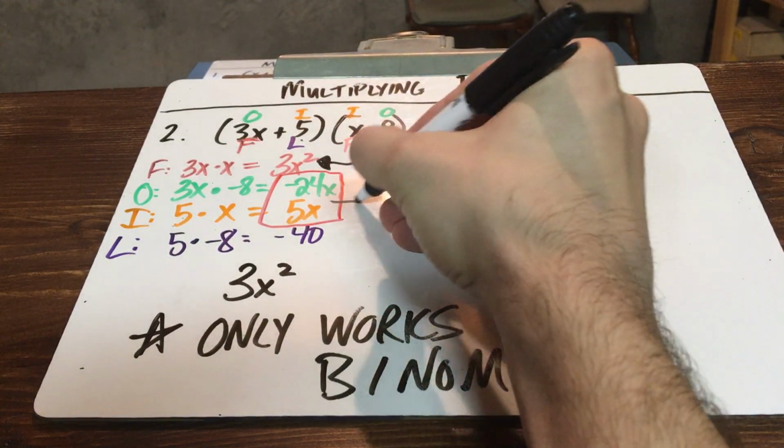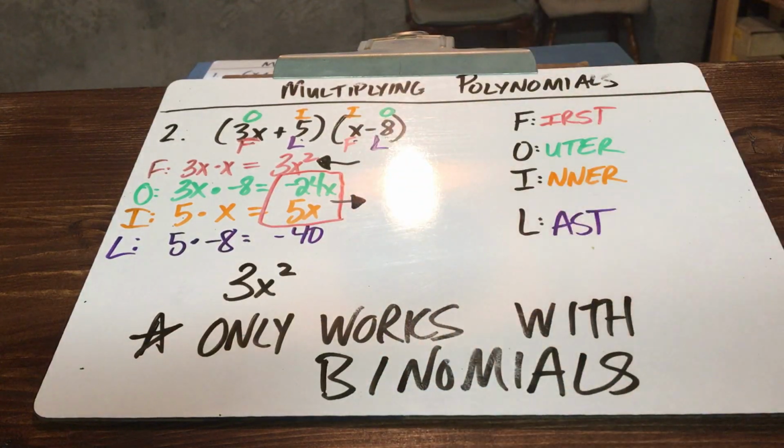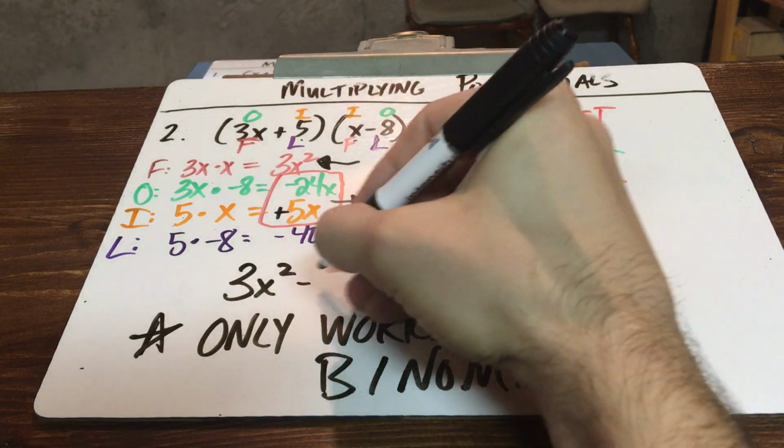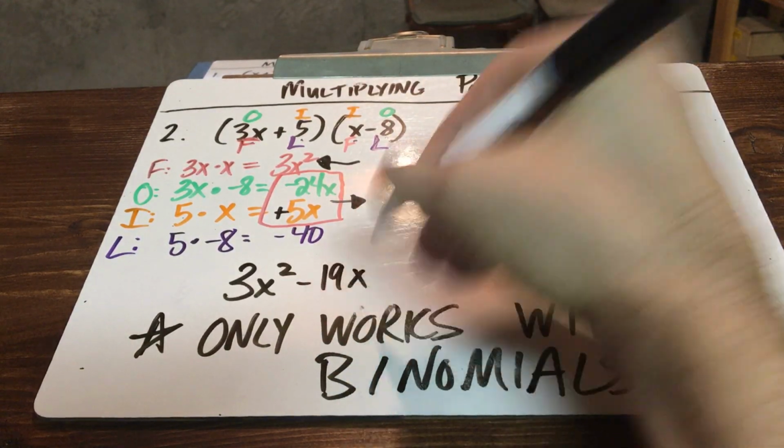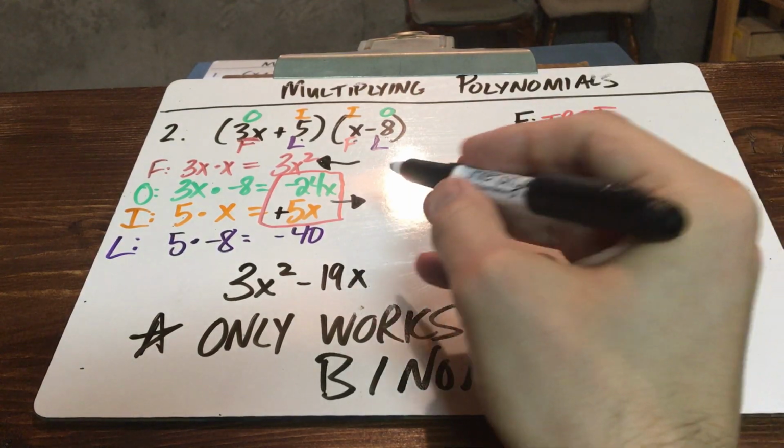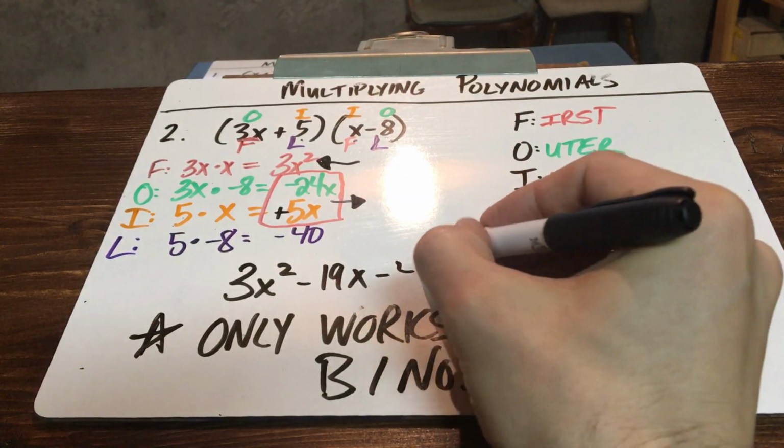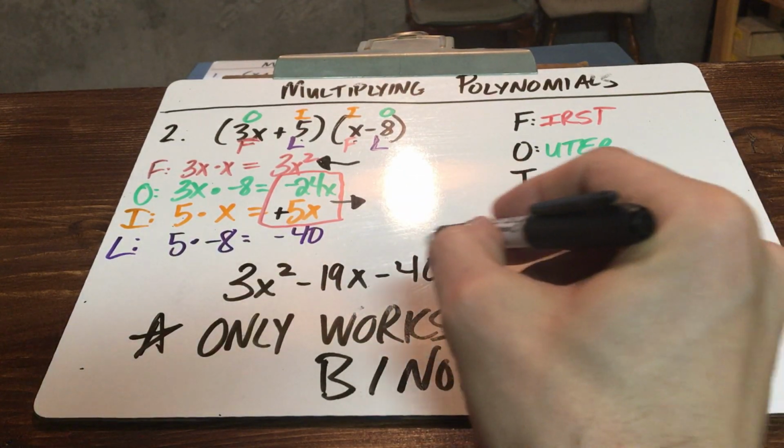And so anyway, negative 24x and 5x, we can combine those. Let's see, negative 24, this is a positive 5. Negative 24 plus 5 is negative 19x, I believe. And then at the very end, the letter L is usually just your degree 0, so that goes last.